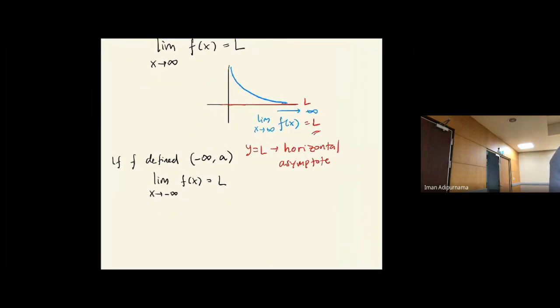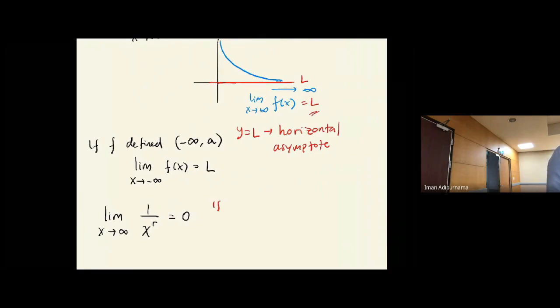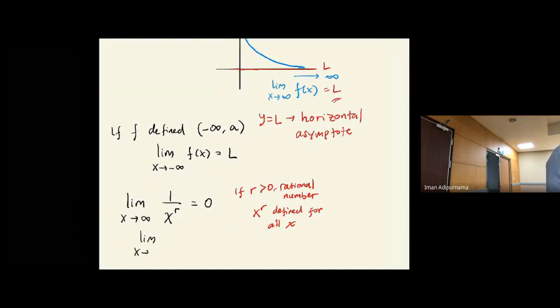Another thing is the limit as x approaching infinity. If you have 1 over x to some exponent r, you can make this equal 0. I hope you also remember. This holds if r is a rational number greater than 0, and x to the power of r is defined for all x. For the same reason, the limit as x approaches negative infinity is also 0.